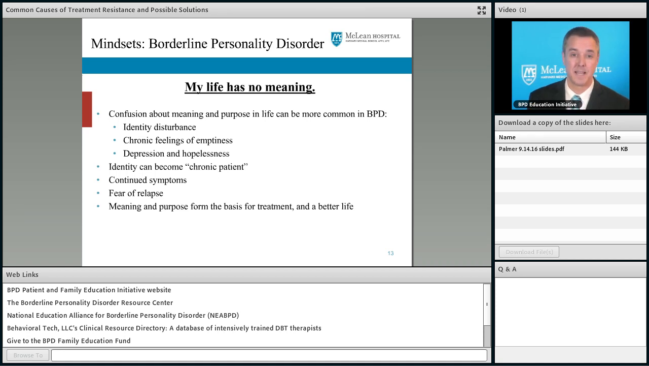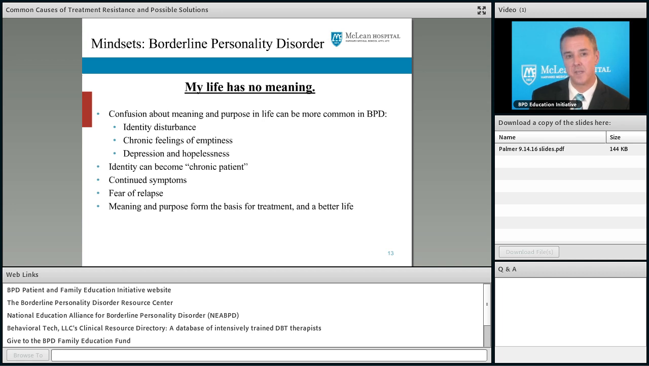And then the third mindset that I want to talk about is my life has no meaning. This is really important because when I see people come to me who've had treatment-resistant borderline personality disorder, usually they've been in treatment for years, many years, if not decades. And when I ask them, like, what do you want to do? What's your life about? It almost always revolves around their symptoms and being a patient. And it's a really challenging mindset to address.